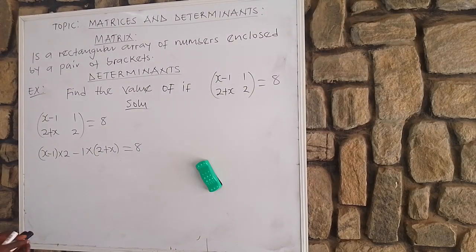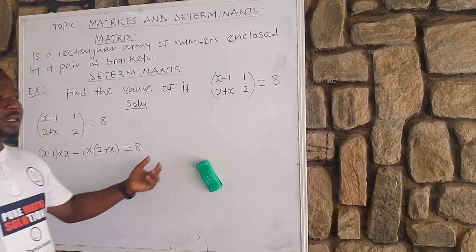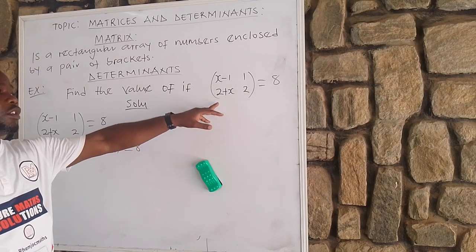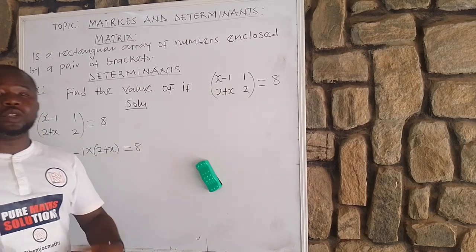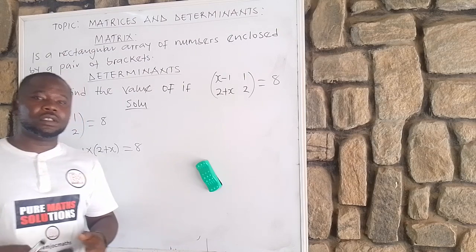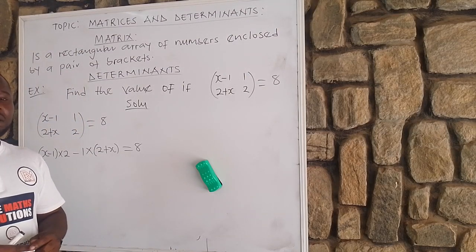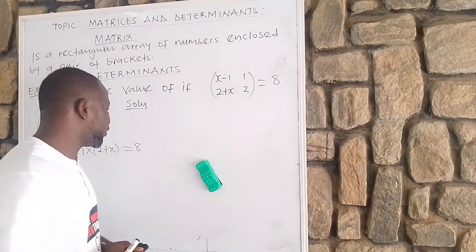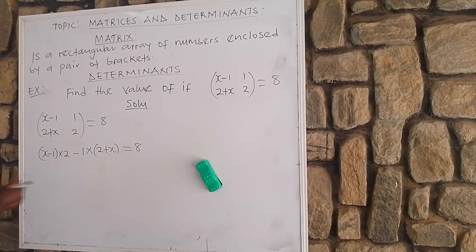But I'm just using this one as an example so that you'll be able to reduce a matrix to a quadratic. Then you use any method, either formula method, completing the square method or factorization method. Is that clear? So let us multiply out 2 times x.